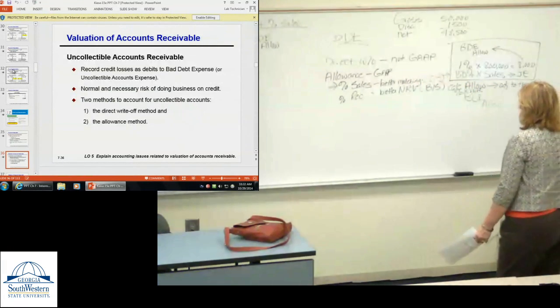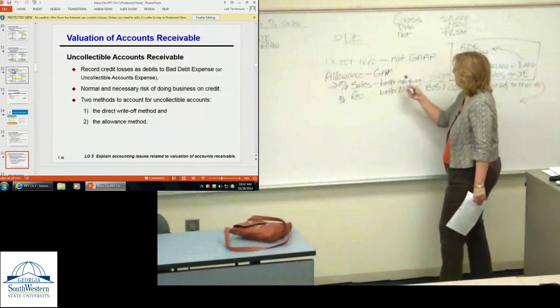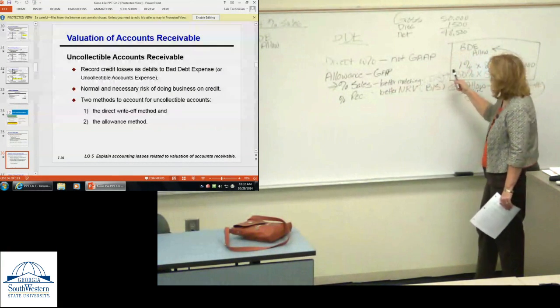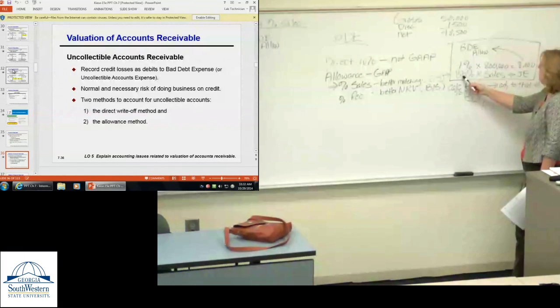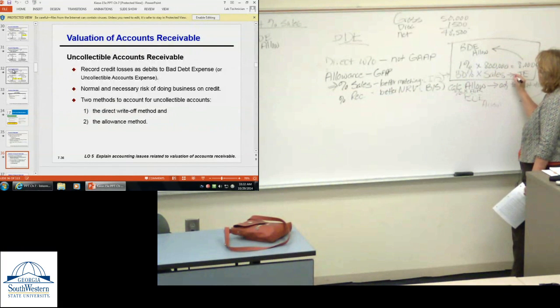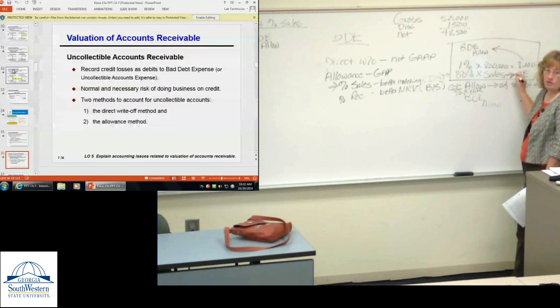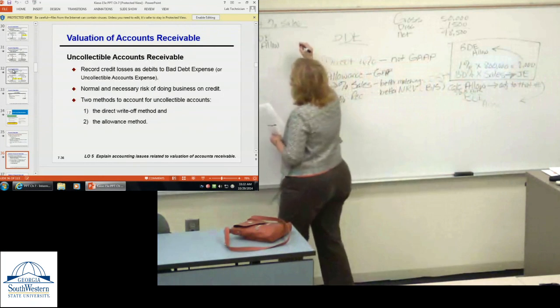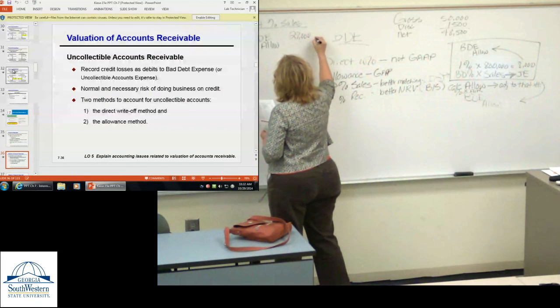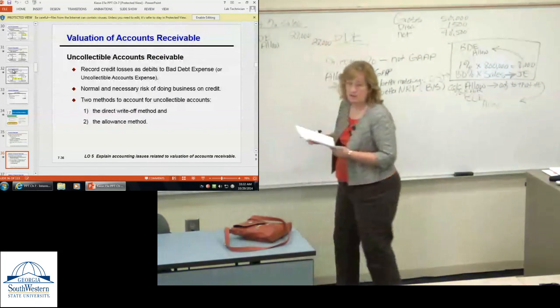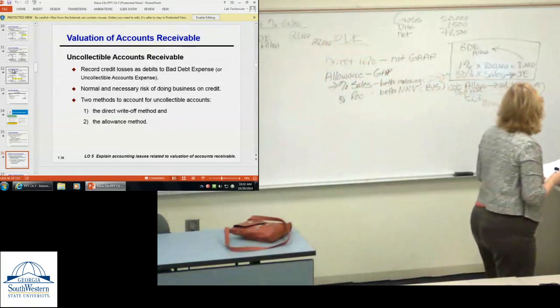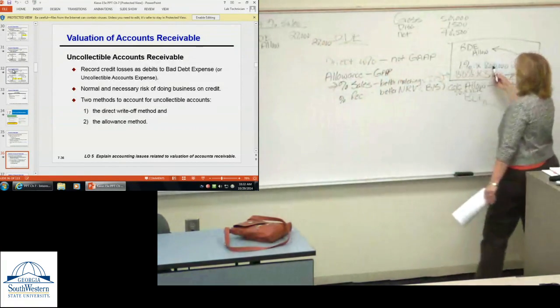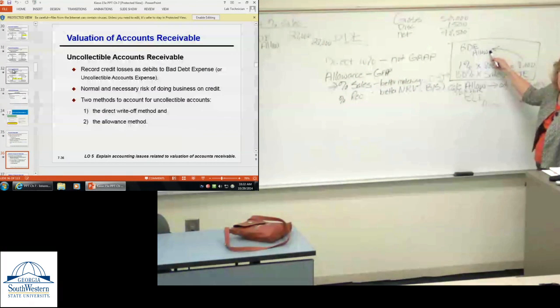So let's review. For a percent of sales, this is the income statement method. We multiply bad debt percent times sales. Then what does this mean? Yeah, that's the amount of the journal entry, right? In this one, the amount would be 28,000. See here, we did 1% times 800,000 is 8,000. That's the amount of our journal entry.